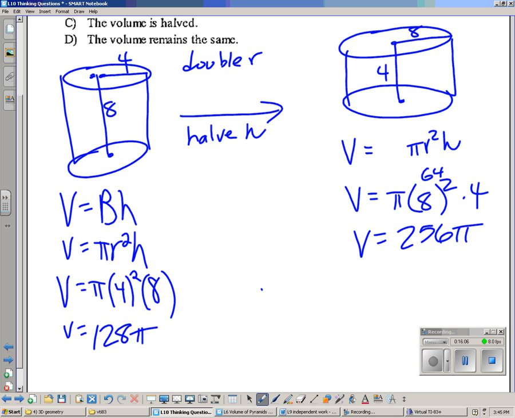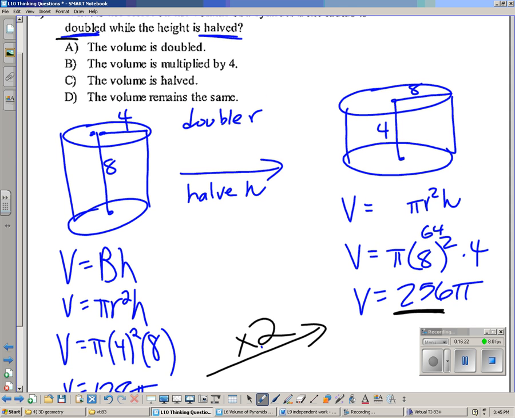So even though we doubled r and halved h, they didn't actually just cancel out. What still happened is, if you notice, 128 times 2 is 256. So the volume actually gets multiplied by 2. So the right answer here is the volume is doubled.